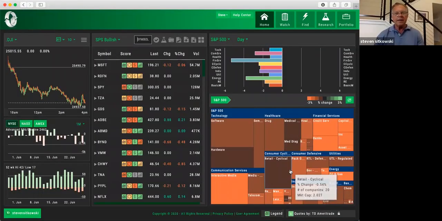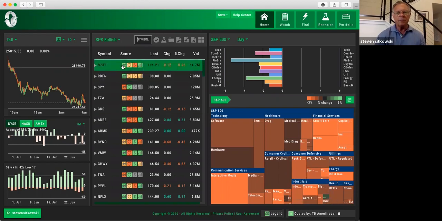Hey gang, Steven Sitkowski here, and I want to talk to you about rules-based trading as it relates to technical analysis. So anytime we're talking about technical analysis, of course, we are referring to a chart. So to do this, let me pull a chart up for you. Kind of go through this together.